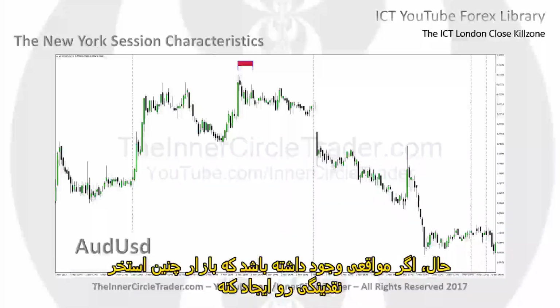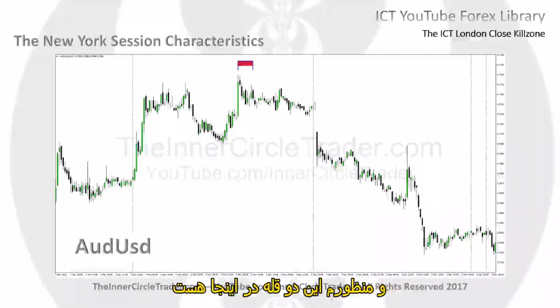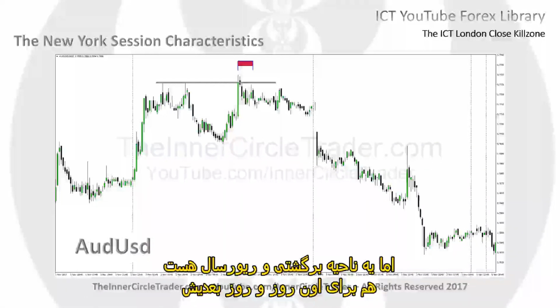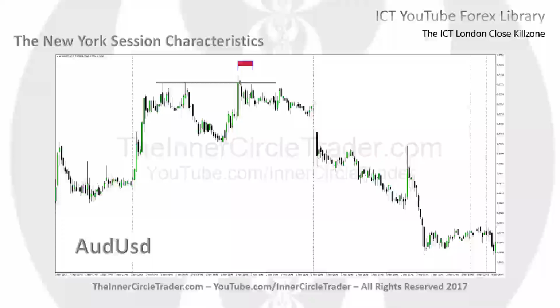Now, there are times when the market creates, for instance, a liquidity pool like this. You can clearly see what I'm going to reference here, the double top right in here. We can see how London close this particular day creates the high of the day, but also forms a reversal point for the rest of that day. And the next day we see price move rather aggressively lower.